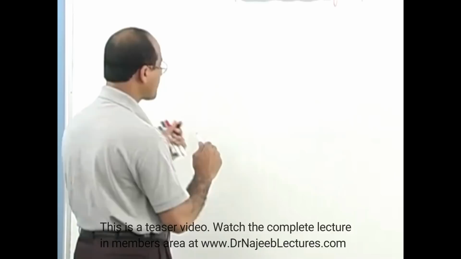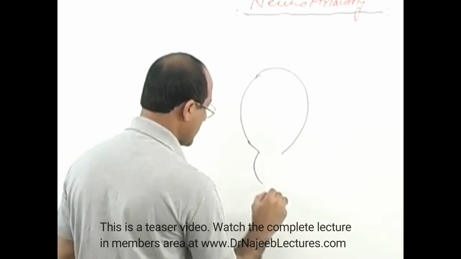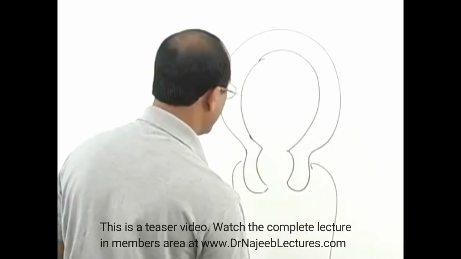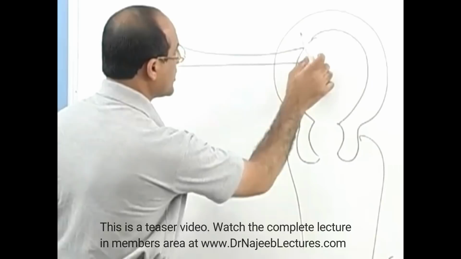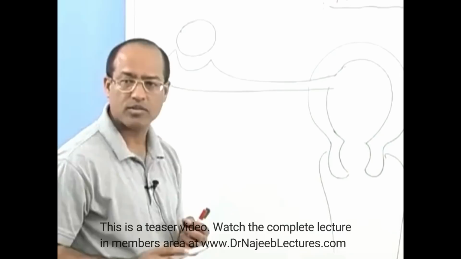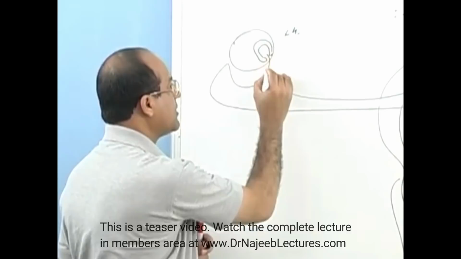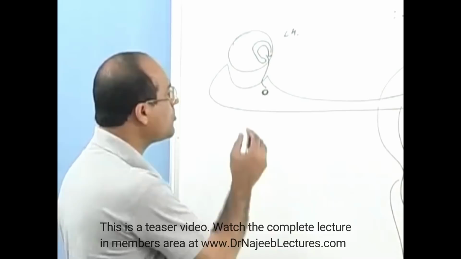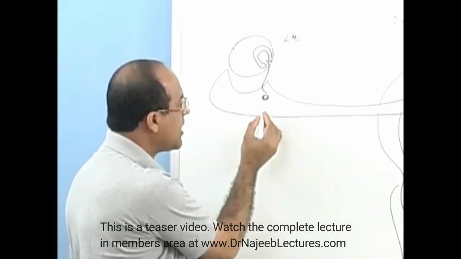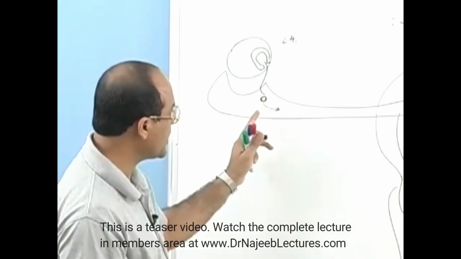Let's suppose here is the uterus. Now, what really happens? Here is the fallopian tube, and the ovary, right? In the mid-cycle, when the Graafian follicle is fully mature, there is an LH surge, and from the Graafian follicle there is release of the ovum. This ovum is taken up by the fallopian tube in the ampullar region, and from here the ovum starts moving towards the uterus.